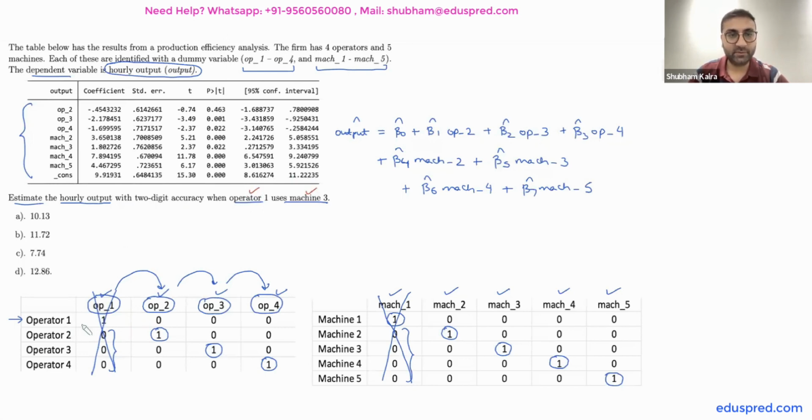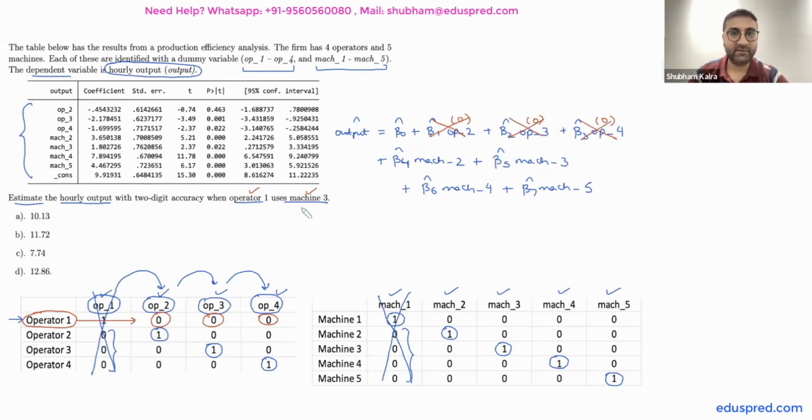So if you are working with operator number 1, you can see over here that all of these dummies are going to take the value 0. So for operator number 1, OP_2 is also going to take the value 0, OP_3 will also take the value 0, and OP_4 will also take the value 0. That means over here we have a 0, so we are going to put a 0 over here as well and 0 over here as well. That means we are going to get rid of these 3.